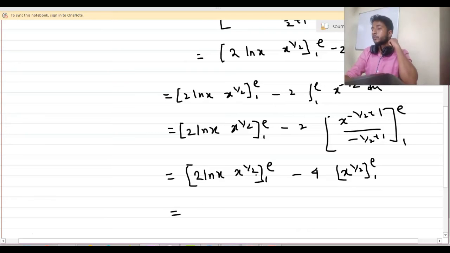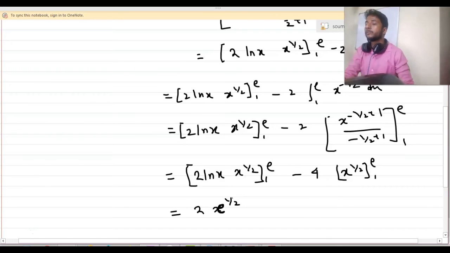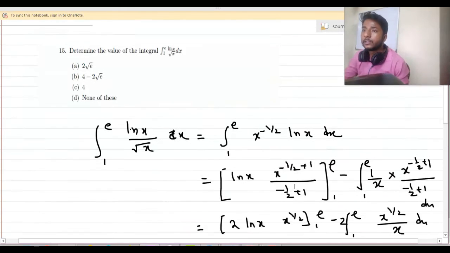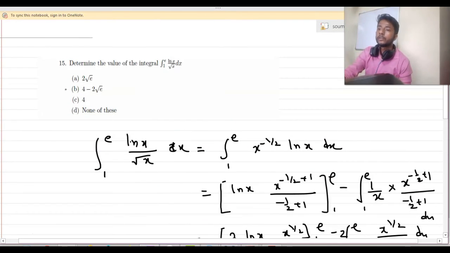So if we put e, we will get 2 e to the power half, as ln e is equal to 1 and ln 1 equal to 0. So I am not writing the second term, minus 4 e to the power half plus 4. So this is nothing but 4 minus 2 e to the power half, right? So let us see the options. 4 minus 2 e to the power half. So option B is our correct option.